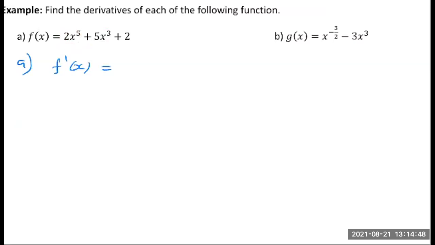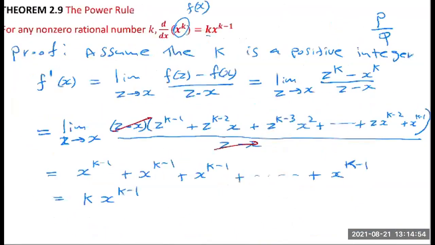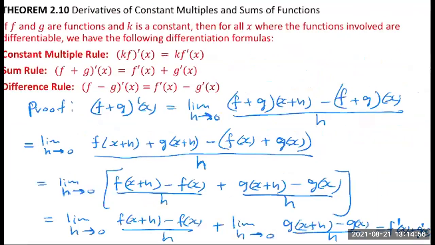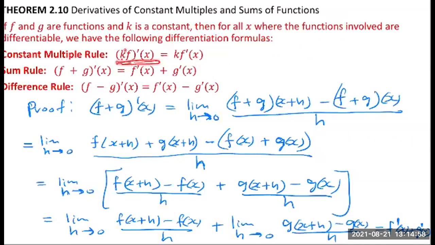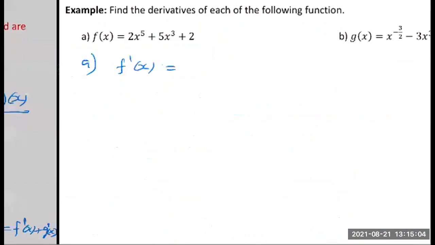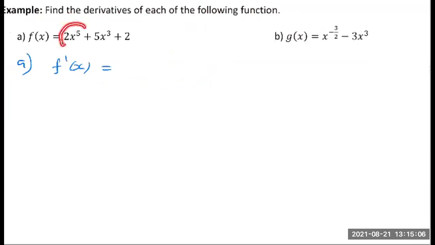Notice that it looks like a constant times another function. In that case, we have the constant multiple rule right here. If you have a constant, you can pull that constant out and just deal with the derivative of the function. That's what I'm going to do here to differentiate this one. This is a constant. I'm going to pull that constant out. 2 will stay there as it is. And I'm going to take the derivative of this function.